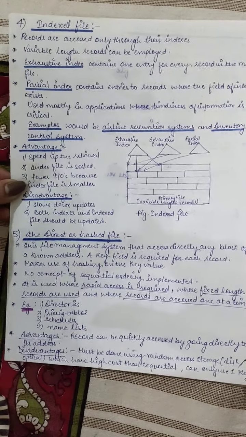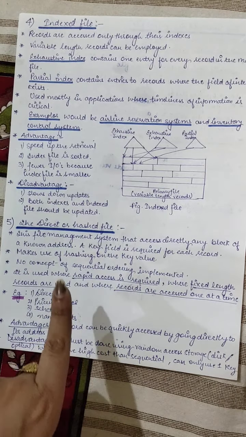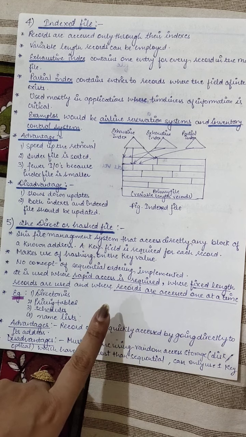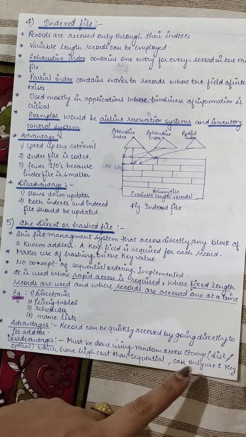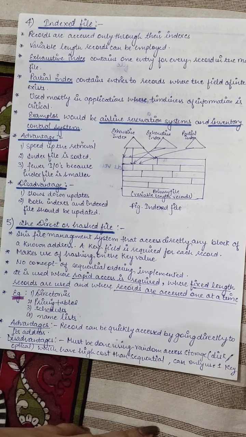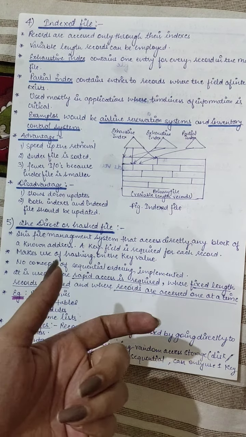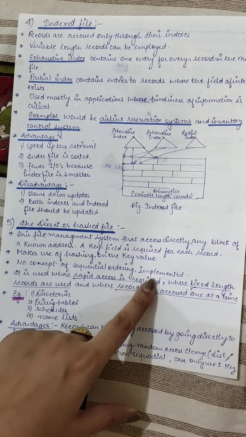Lastly, we have the direct or the hashed file. This is another type of organization. This file management system accesses directly any block of a known address. A key field is required for each record. That means if you want to access any record randomly, you directly give that address और उस address से हम record को find out कर सकते हैं. There is no concept of sequential ordering.